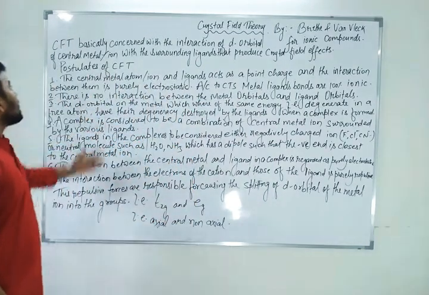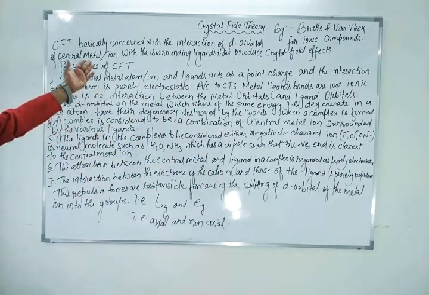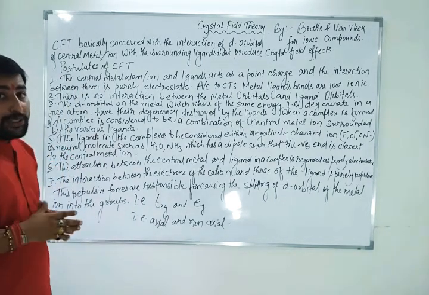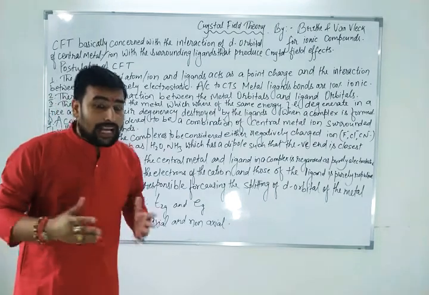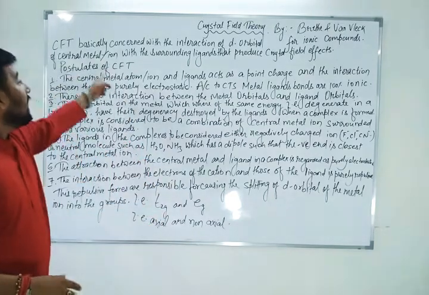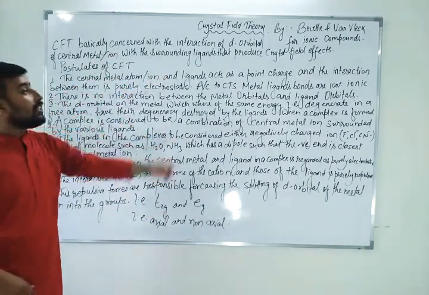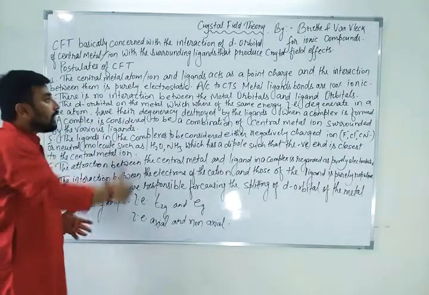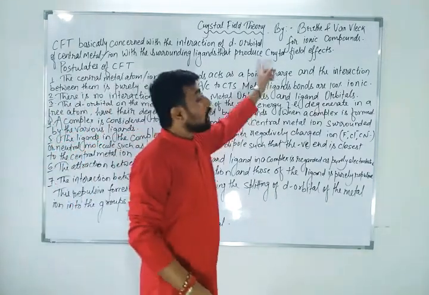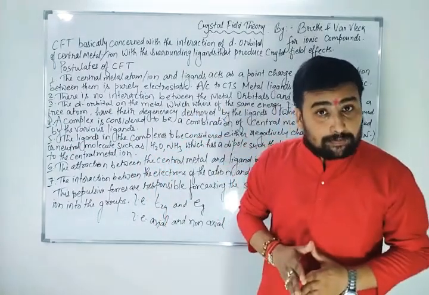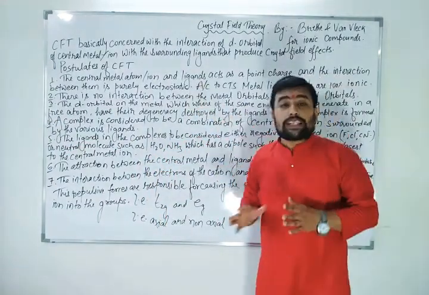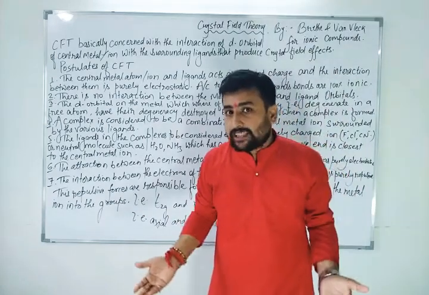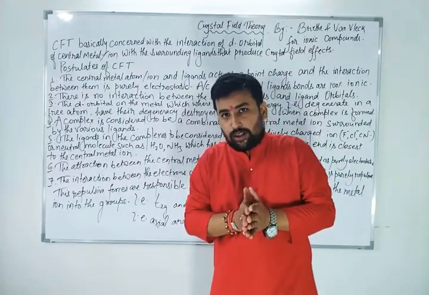So that's why, as you can see here, crystal field theory is basically concerned with the interaction of d orbitals. As I have told you, we have just learned about the S block and P block. This theory is basically concerned with the interaction of the d orbitals of the central metal atom or ion with the surrounding ligands, which produces crystal field effects.